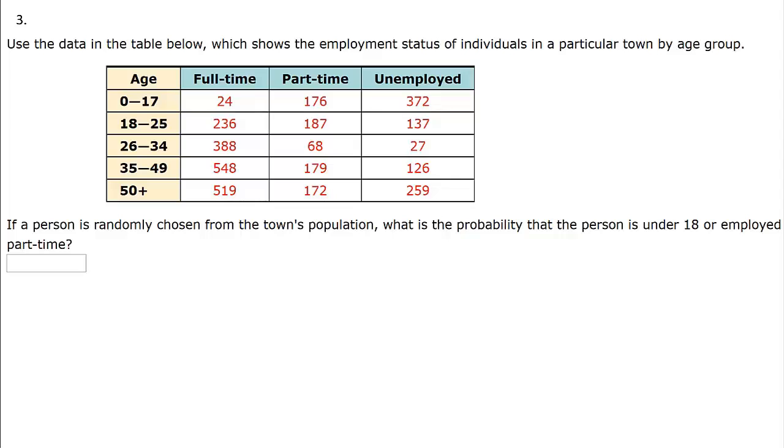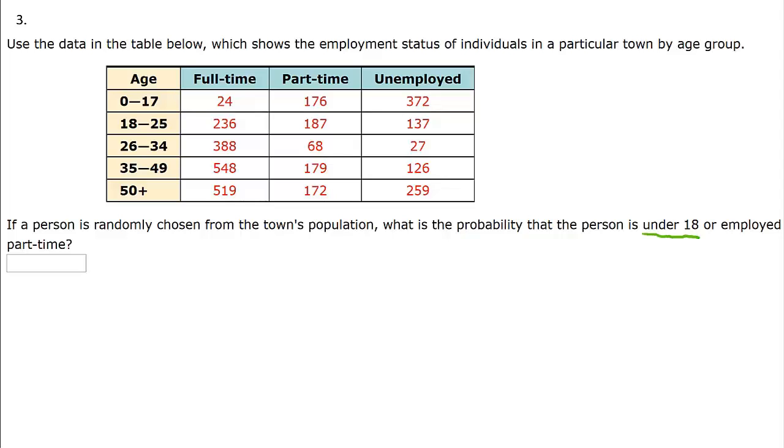Number 3, use the data in the table below, which shows the employment status of individuals in a particular town by age group. So we're given a table with a column for the age groups, a column for the number of full-time, the number of part-time, the number of unemployed. The question is, if a person is randomly chosen from the town's population, what is the probability that the person is under 18 or employed part-time?